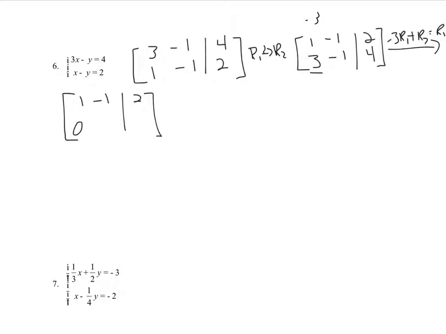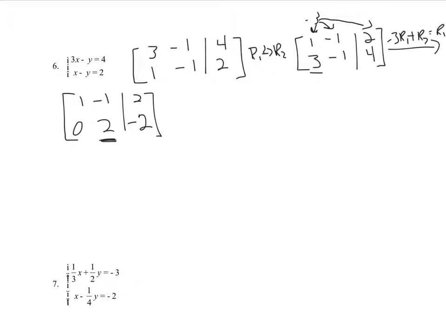Now I'll multiply the negative 3 times negative 1. That's a positive 3, and positive 3 plus negative 1 is a positive 2. Now I'll multiply negative 3 times positive 2. That's a negative 6. Negative 6 plus 4 is a negative 2. Okay.